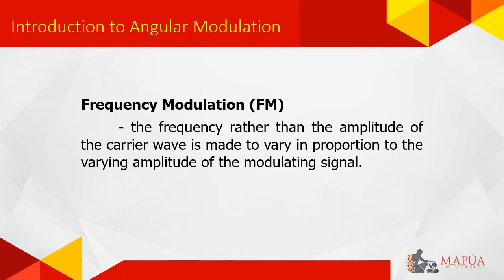In frequency modulation, the frequency, rather than the amplitude, of the carrier wave is made to vary in proportion to the varying amplitude of the modulating signal. The carrier amplitude remains constant, but the frequency is changed in accordance with the modulating signal. Thus, the higher the amplitude of the information signal, the greater the frequency change.